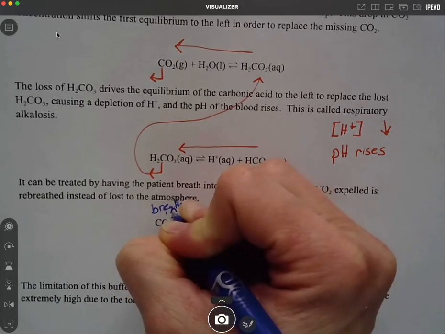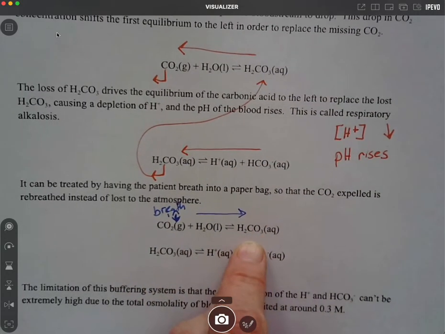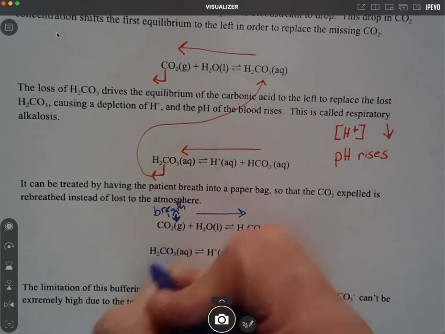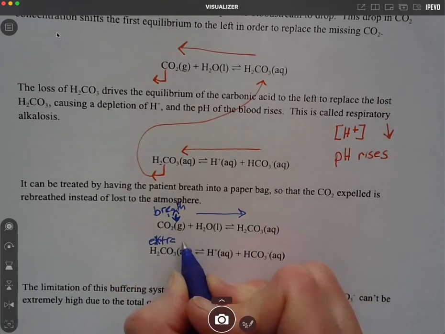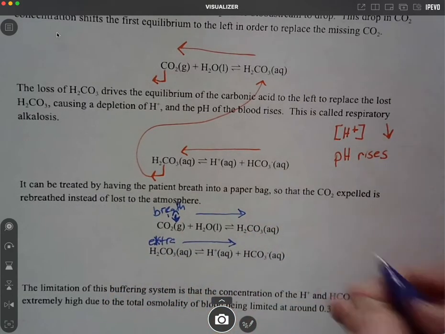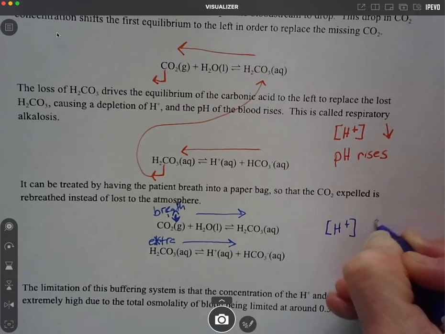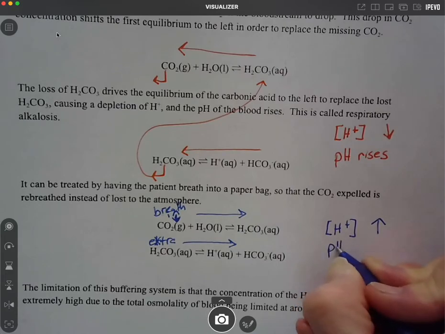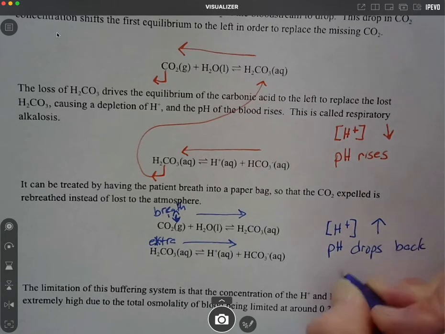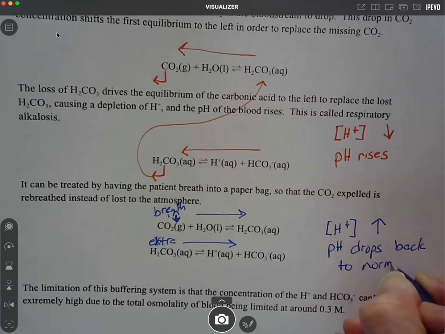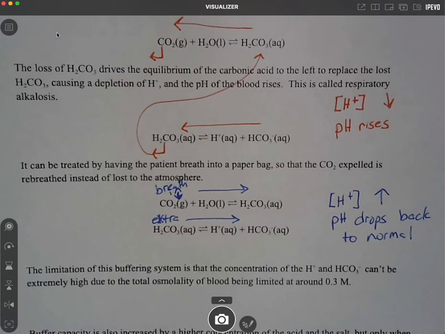So breathe in this carbon dioxide, which pushes the equilibrium over here, which gets us extra of this, which pushes the equilibrium over here. The hydrogen ion concentration comes back up again. And the pH drops back to normal again.